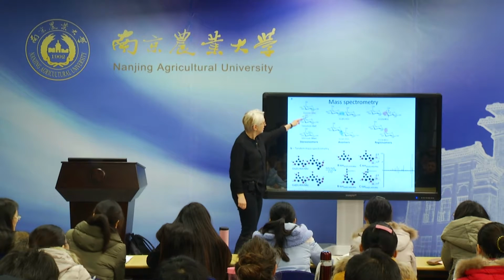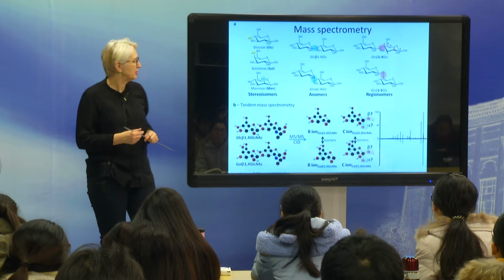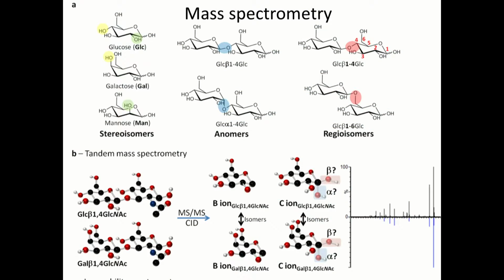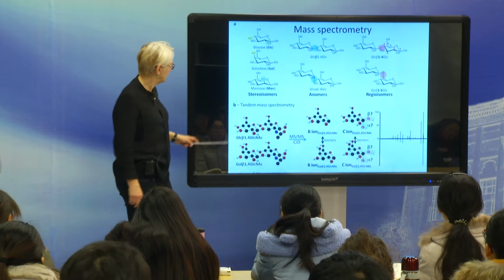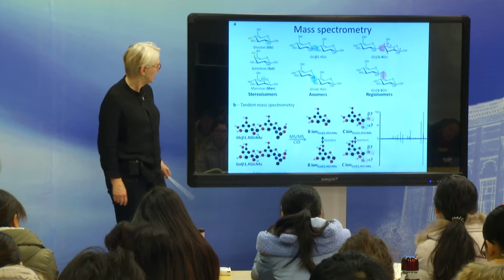This is just another way of explaining the complexity of the stereoisomers. As I said, you have different building blocks: mannose, glucose, galactose. You've got alpha and beta anomers. You've got these regioisomers. How do you determine that? With mass spectrometry, you can get quite a lot of structural information. Let's look at a disaccharide, just to make it simple.